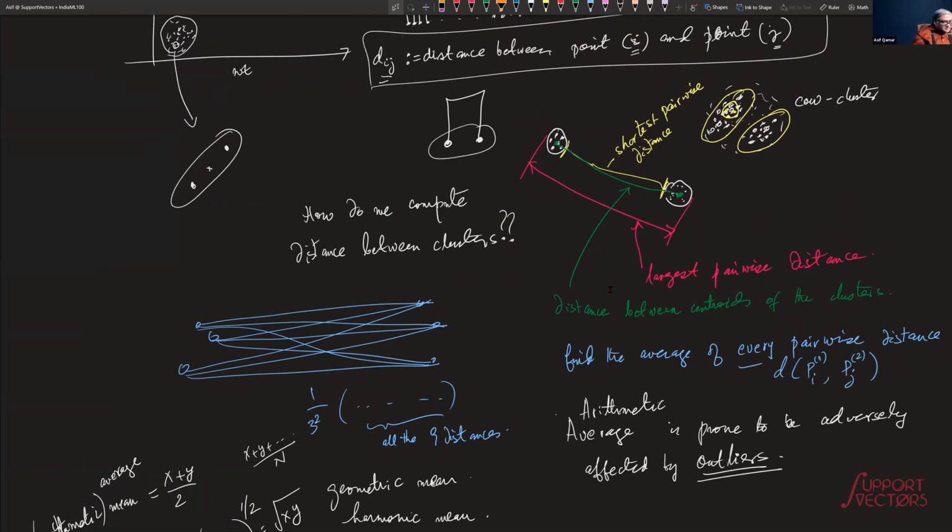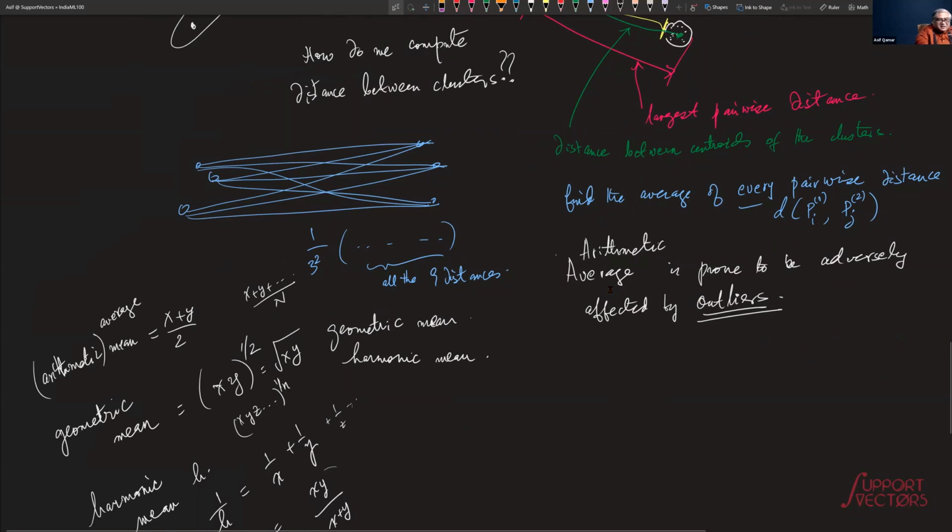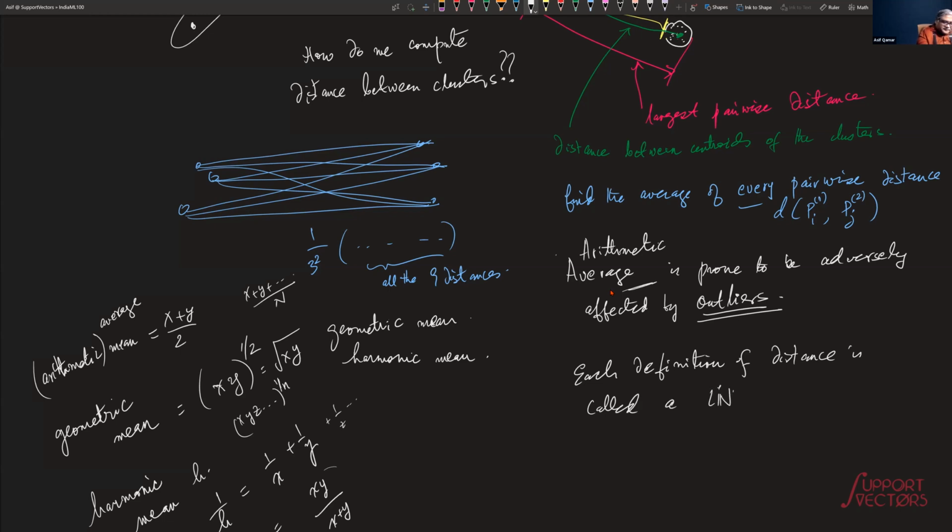So there's a name for that. And by the way, I haven't seen many people use geometric or harmonic means. They mostly stay with the arithmetic mean. But I'm just giving you, for the sake of argument, that you can come up with your own set of concepts in this space. So what we say is that each definition of distance is called a linkage function. And the statement is that these are all valid notions of distances.